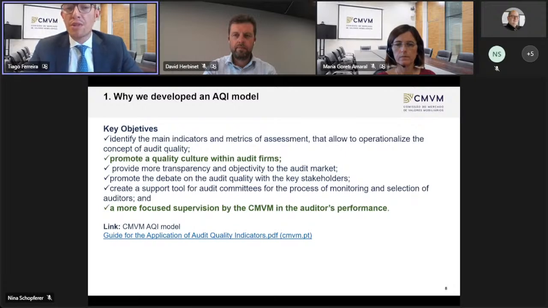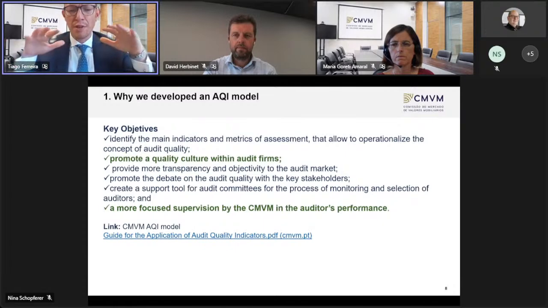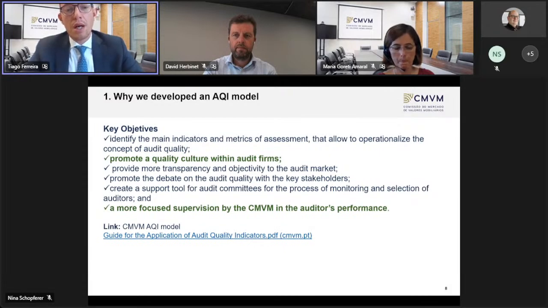The first one is to promote a quality culture inside audit firms. The AQI model helps audit firms establish critical criteria in the same playing field that are useful to different stakeholders. We know that audit firms already have KPIs, or key performance indicators, that are frequently used, like margin, profits, and so on. And what about quality? So we try to define some indicators that could be compared between firms. Of course, during our work, and I will walk through the timetable, we tried to simplify and capture the principal data.